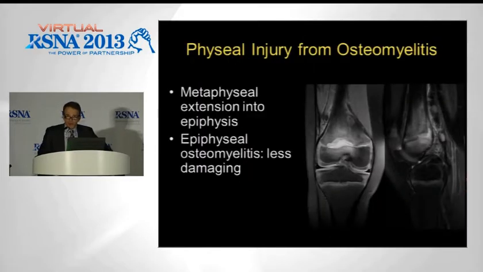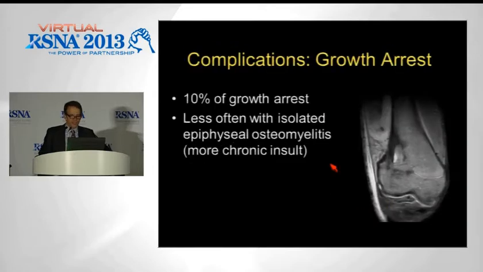Now, in terms of complications, one of the most important complications is physeal injury from osteomyelitis, because typically a focus of metaphyseal osteomyelitis is going to extend into the physis and produce growth arrest. Epiphyseal osteomyelitis is more chronic and seems to be less damaging. The final complication is growth arrest, and you can see in this case the normal physis contrasted with the closed physis adjacent to the focus of osteomyelitis.